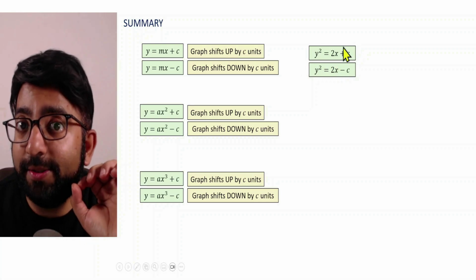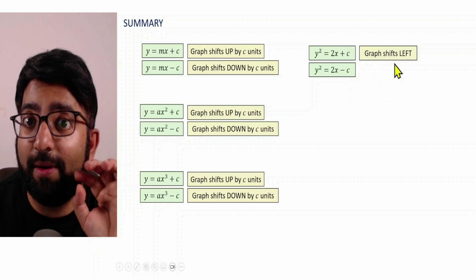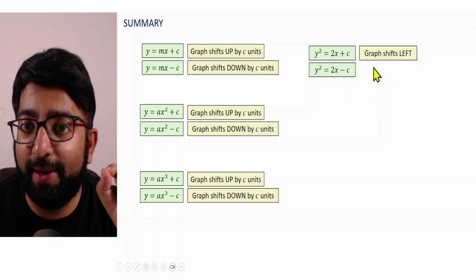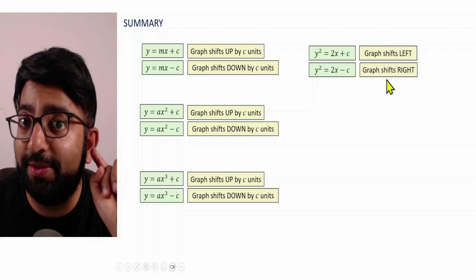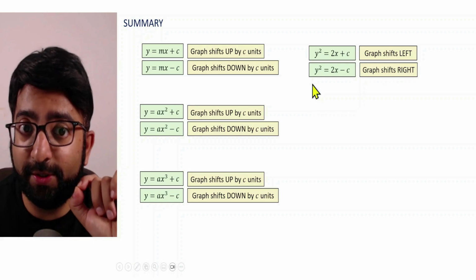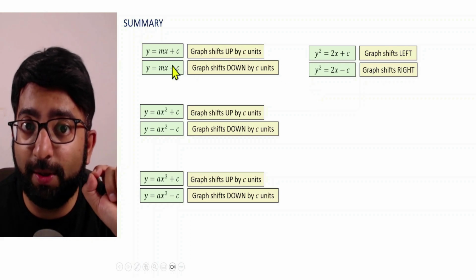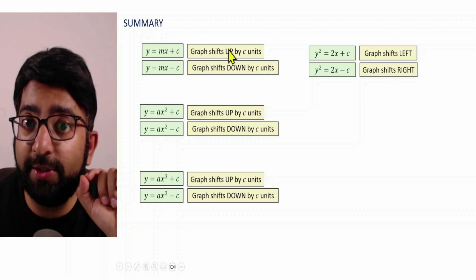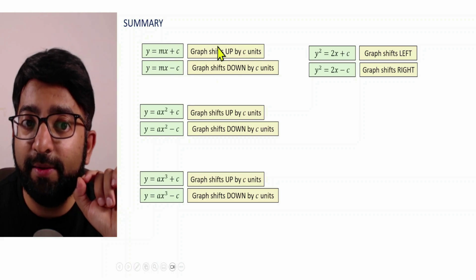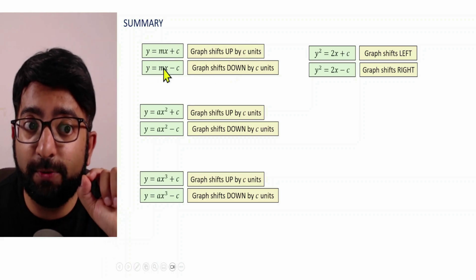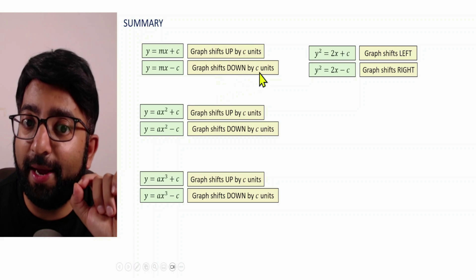But if we are adding some number plus c, then the entire graph will be shifted towards the left hand side. And if the equation is of the form y square is equal to 2x minus c, the entire graph will be shifted towards the right. But please notice the difference. On the left hand side, when we were adding or subtracting, the graph was being shifted up or down by the same units. For example, in mx plus c, the graph was shifting by c units, mx minus c, the graph is shifting again by c units.